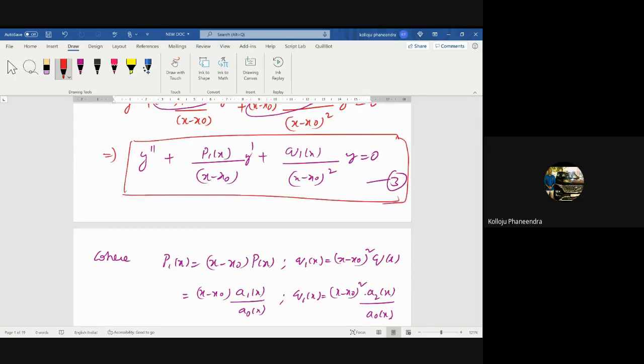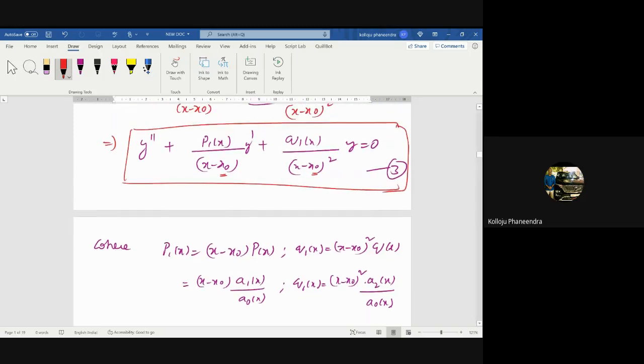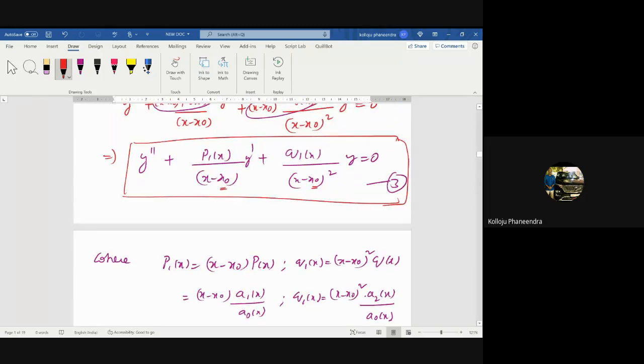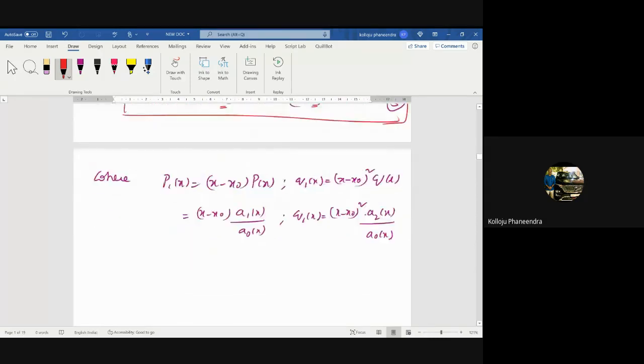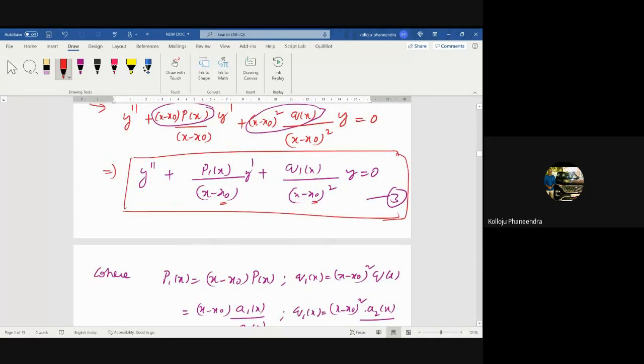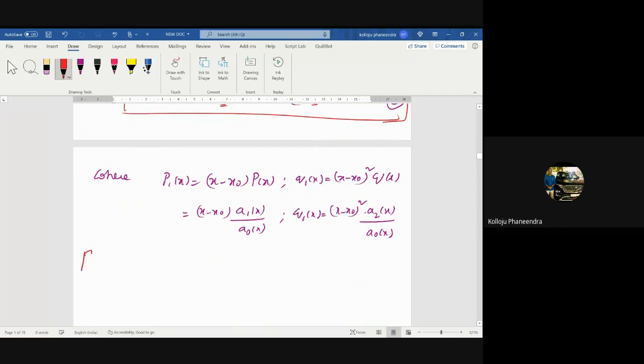Y double prime plus P1x by x minus x0 into y prime plus Q1x by x minus x0 whole square into y equal to 0. When x0 is the singular point, equation 1 can be altered to this form. When can this be possible? When x0 is the singular point. Why are we rewriting this differential equation? To define a concept. What is that concept? First definition, regular singular point.